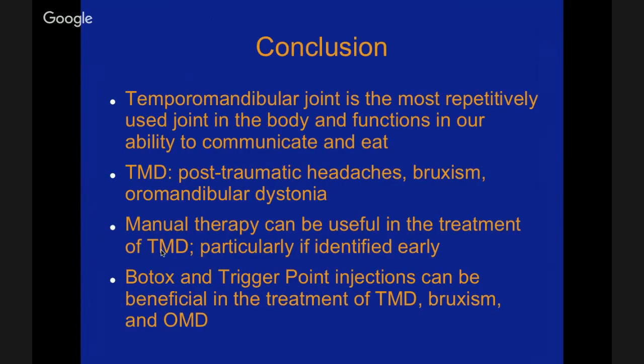So, conclusion: the temporomandibular joint is the most repetitively used joint in the body. It functions in our ability to communicate and eat. It's pretty important. In traumatic brain injury individuals, you can see this as a manifestation or an exacerbating factor for headaches, bruxism, or oromandibular dystonia. Manual therapy is a useful treatment for TMD, particularly if identified early in the acute phase. And then Botox and trigger point injections can also be useful in the treatment of these disorders.